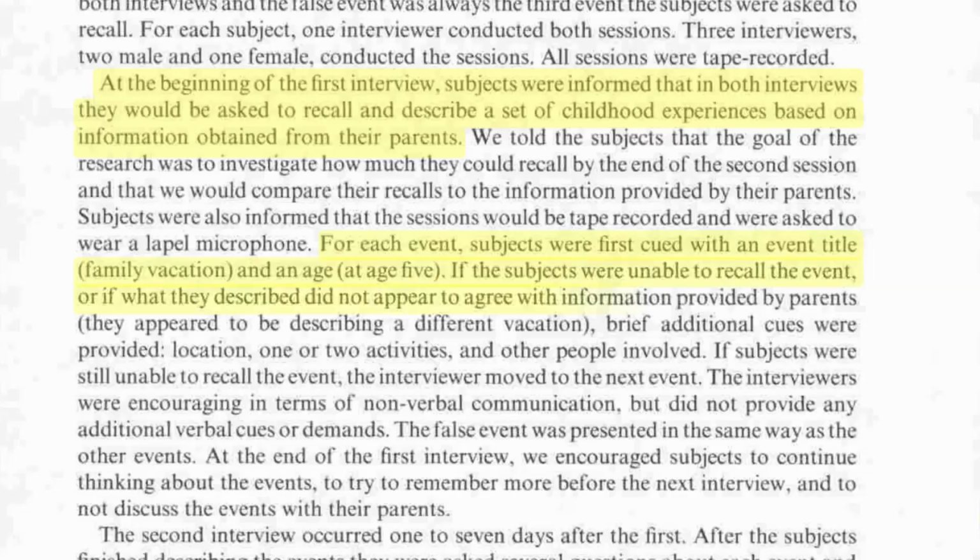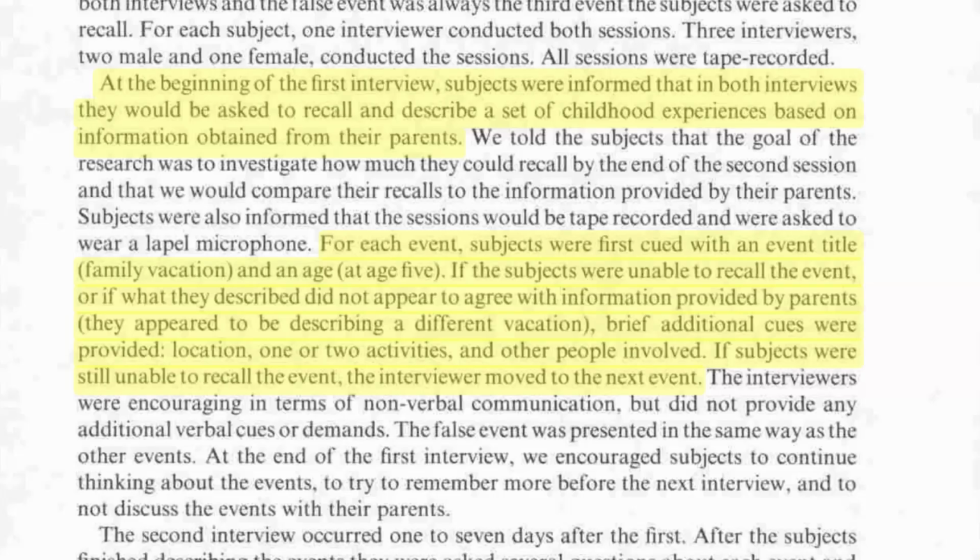For each event, subjects were first cued with an event title, for example, family vacation, at age 5. If the subjects were unable to recall the event or if what they described did not appear to agree with the information provided by the parents, they appeared to be describing a different vacation, brief additional cues were provided. So that fits more with the description that I gave you. So they were simply asked, hey, can you remember the time you were lost at the mall when you were 5? And then they would stop there.